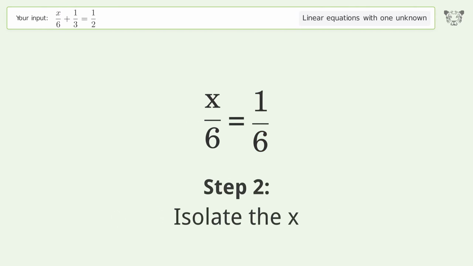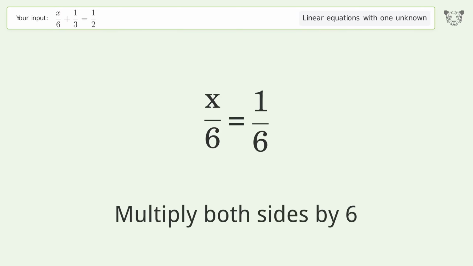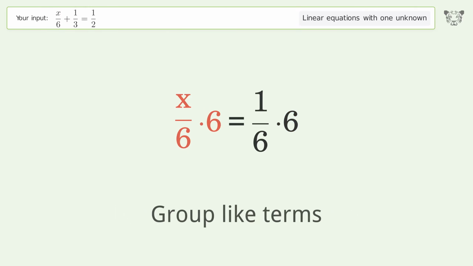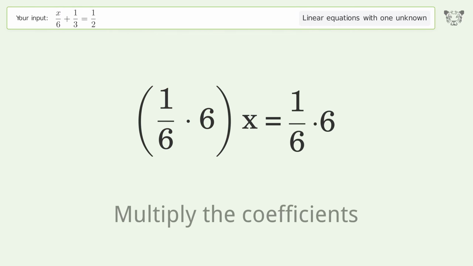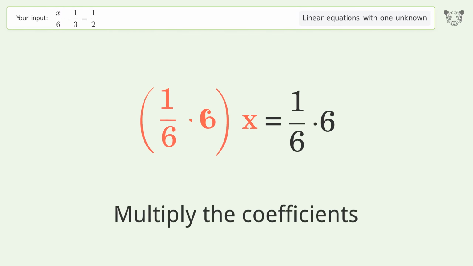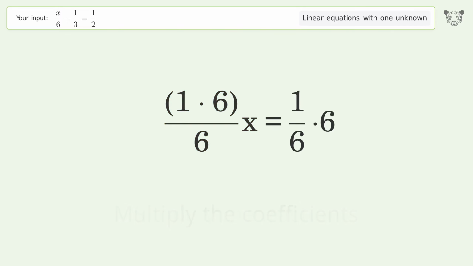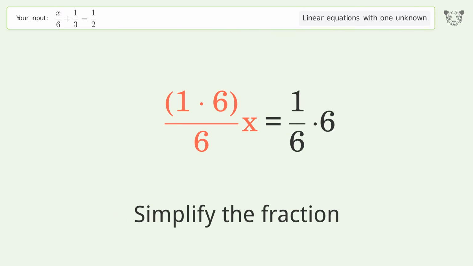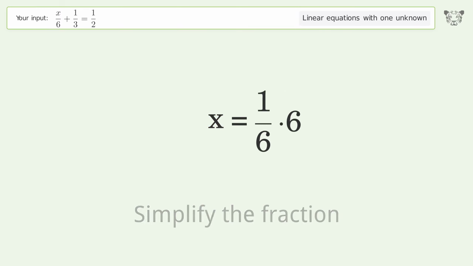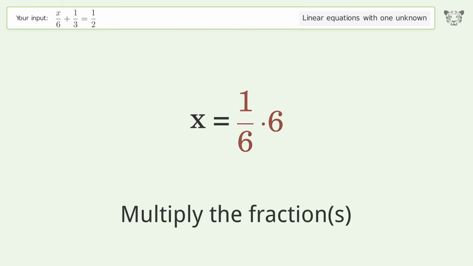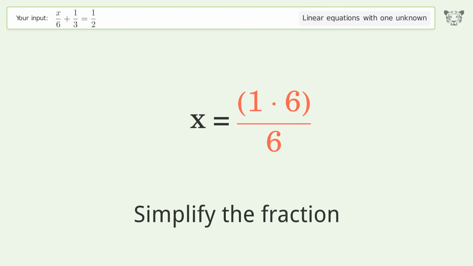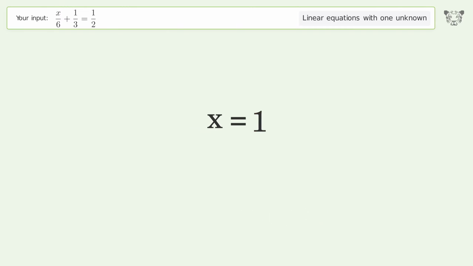Isolate the x. Multiply both sides by 6. Group like terms. Multiply the coefficients. Simplify the fraction. Multiply the fractions. Simplify the fraction. And so the final result is x equals 1.